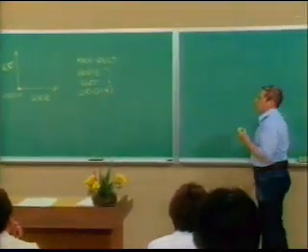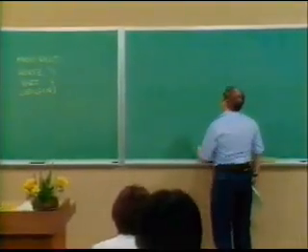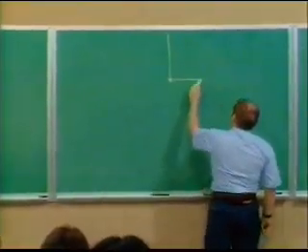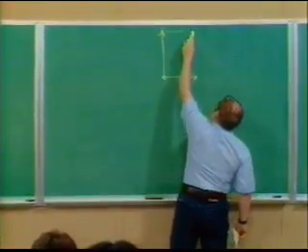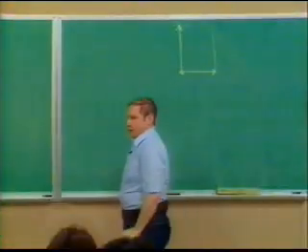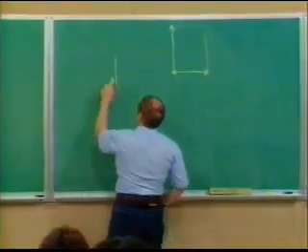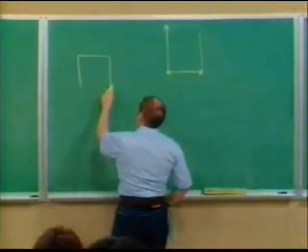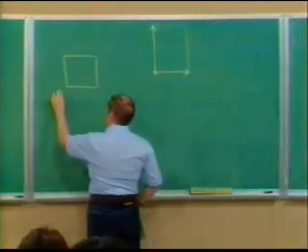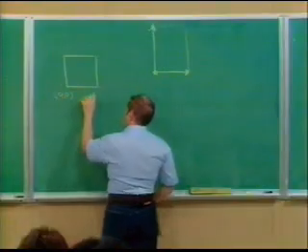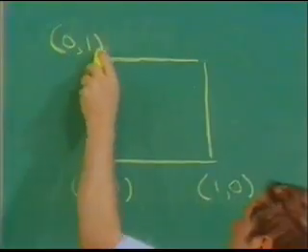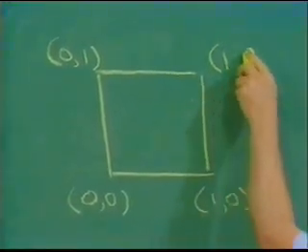How do we think about that? Well, one way to think about that is that any time I give you a rectangle, that defines, in some sense, a transformation from the standard square into that rectangle. Let me see what I mean. By the standard square, I mean a square whose coordinates are 0, 0, and 1, 0, and 0, 1, and 1, 1.